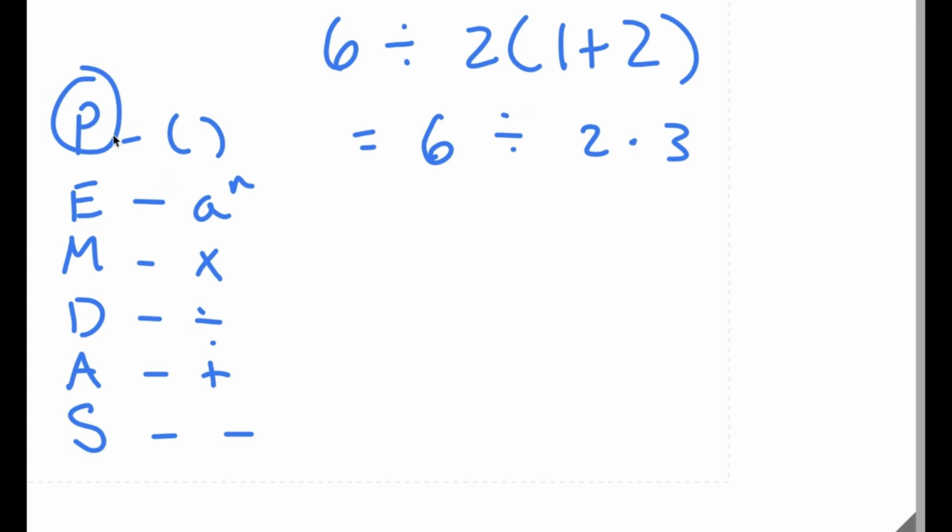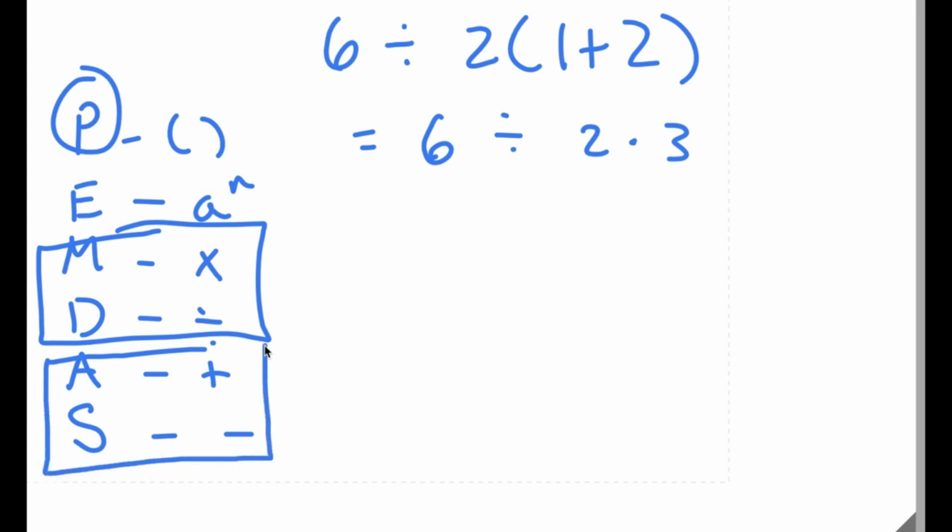Next, again, we look for parentheses. There are none. So now we go down to exponents. Are there any exponents here? No, there aren't. So now we're going to go down to multiplication. And for multiplication and division, although it's written like this, these two are actually in the same box. And same goes with addition and subtraction.